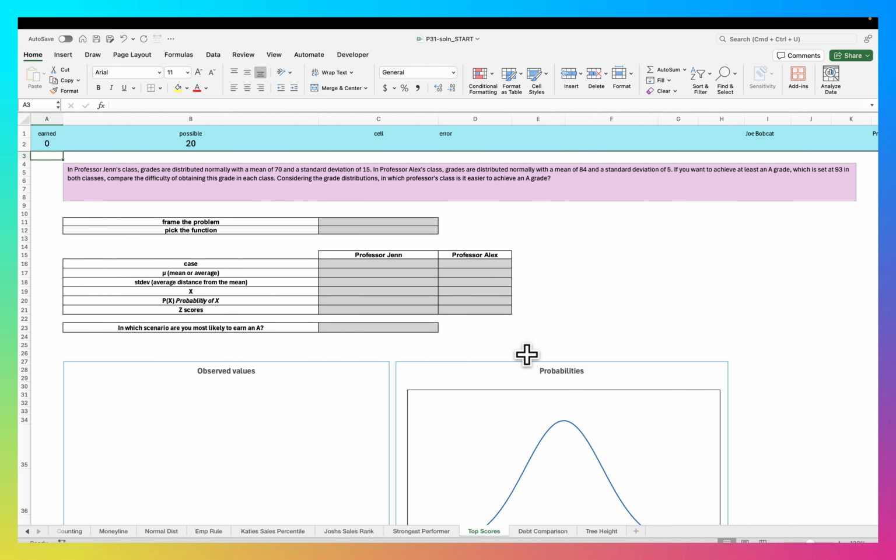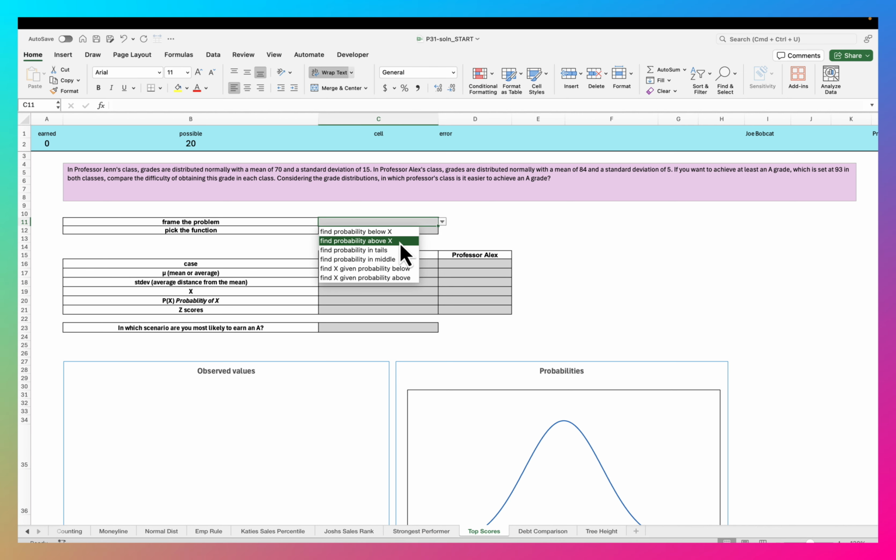All right, this next one, top scores. We've got Professor Jen's class. This is kind of a neat one too. Like, in which class can you get an A? Jen's class grades are normally distributed with a mean of 70 and a standard deviation of 15. Alex's class grades are normally distributed with a mean of 84 and a standard deviation of 5. If you want to achieve an A grade, which is set at 93 in both classes, compare the difficulty of obtaining it in each class, considering the grade distributions. In which professor's class is it easier to obtain an A grade?